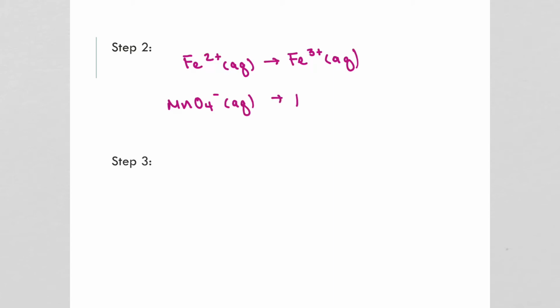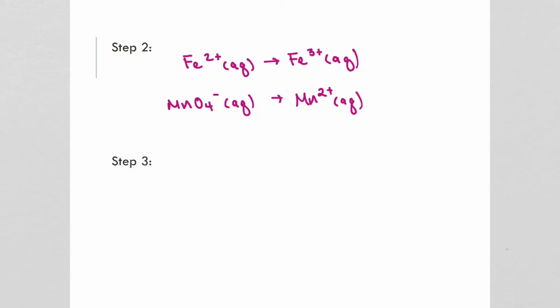So the next step is to balance for atoms other than hydrogen or oxygen. So they're already balanced. So we have our Fe2+ to Fe3+. So that one's already balanced for iron atoms. And then we have MnO4- becoming Mn2+. So that one's already balanced for manganese atoms as well.